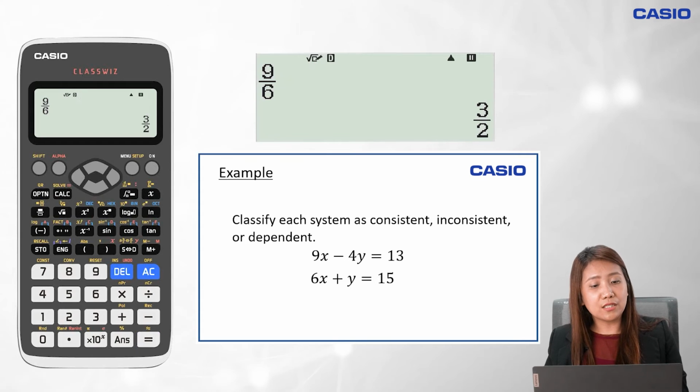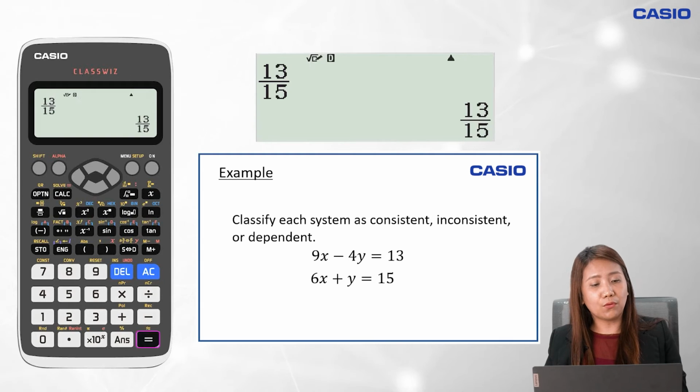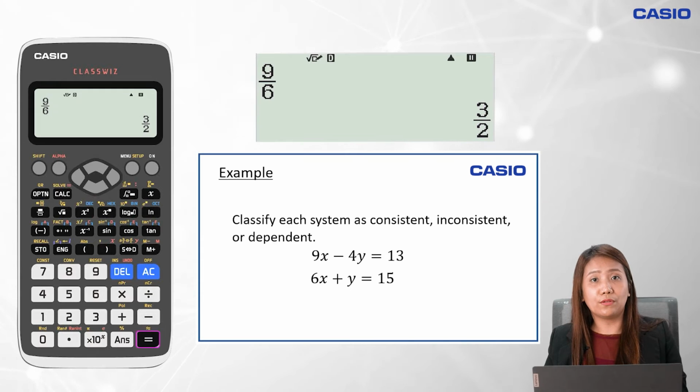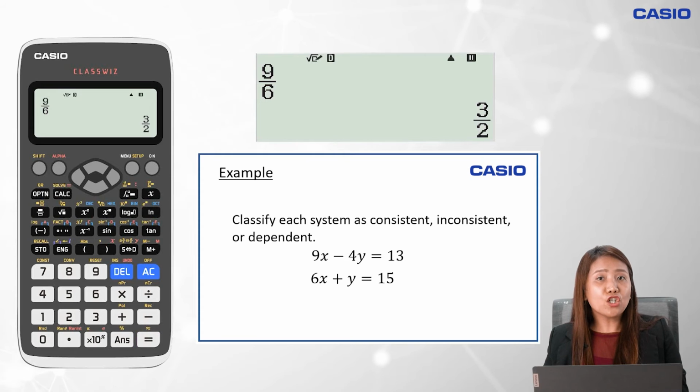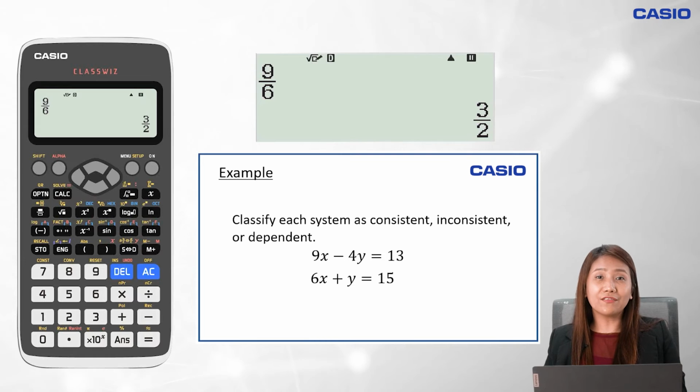9/6 when simplified is 3/2. -4/1 when simplified is -4. And 13/15 when simplified is 13/15. Since the ratios of the coefficient of x, coefficient of y, and constant terms are not the same, the graph defines intersecting lines. Therefore, the kind of system that we have is an independent and consistent system.